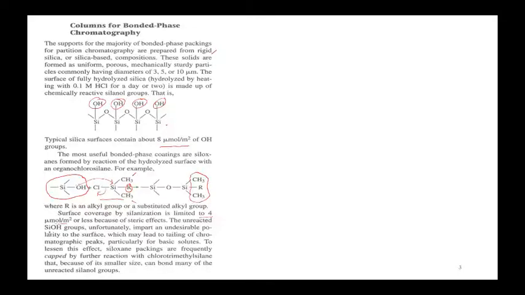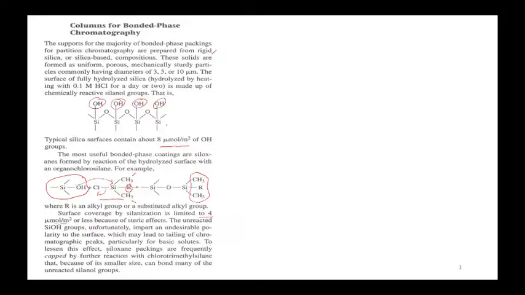So the unreacted SiOH group unfortunately imparts an undesirable polarity to the surface. Okay, but still you have the OH functionality, so definitely you will have the polarity there. Which may lead to tailing of chromatographic peaks. So you'll have an impact on the chromatographic peak; your peak will not be properly resolved, particularly for basic solutes. If you have a basic compound, it has a tendency to bind easily. Okay, so that's why we need to do further modification.